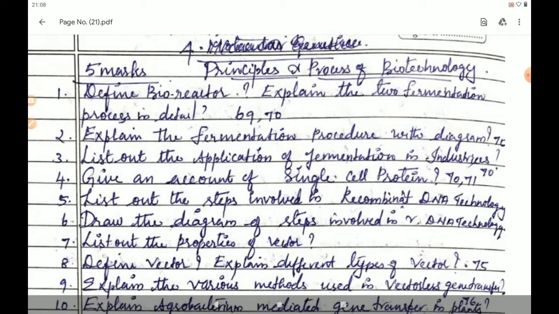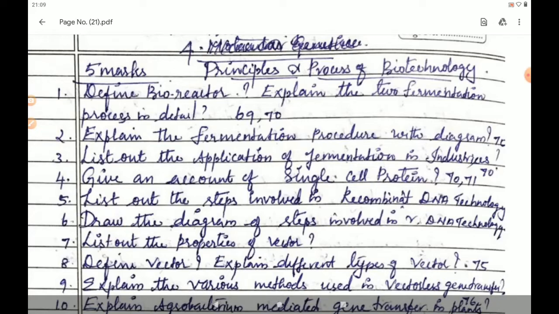In page number 69, define bioreactor. Under the heading Methods of Biotechnology, it is given in the second paragraph. Bioreactor is a vessel or a container that is designed in such a way that it can provide optimum environment in which microorganisms or their enzymes interact with a substrate to produce the required product.